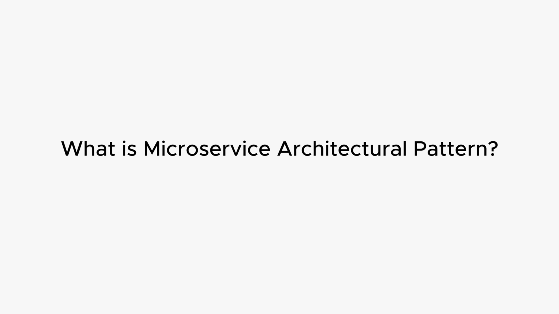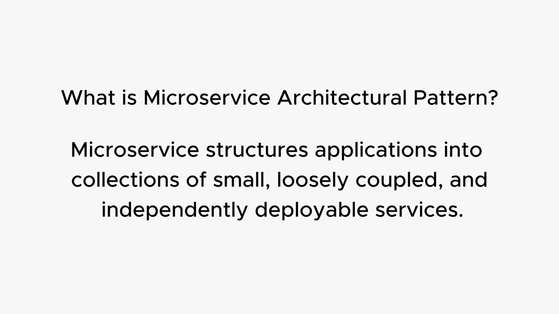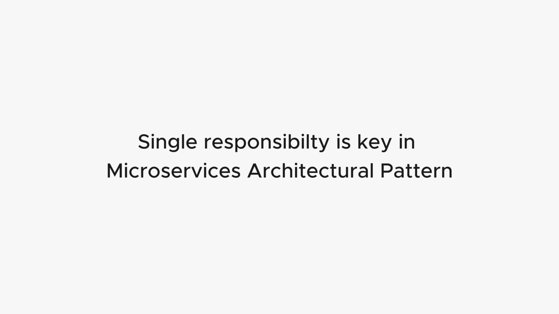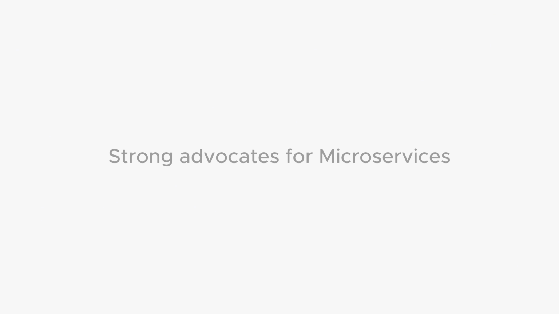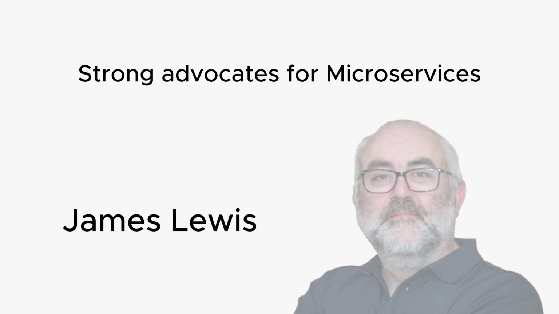Now, what is a microservice? A microservice is an architectural pattern that structures an application as a collection of small, loosely coupled, and independently deployable services. Each microservice runs its own process and communicates through lightweight mechanisms like hypertext transfer protocol or messaging queues. In a microservice architecture, each service focuses solely on a single business responsibility. Services can be developed and scaled independently. Some of the top proponents of microservice architecture are Martin Fowler and James Lewis.